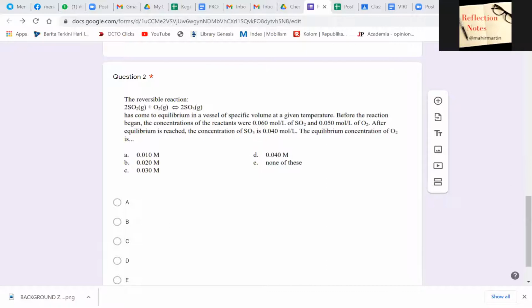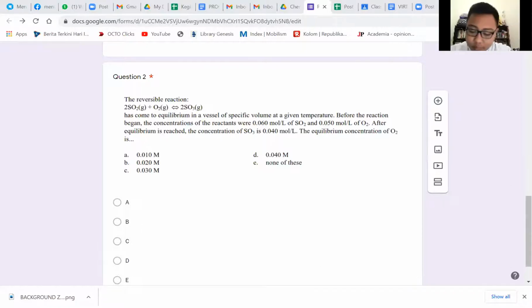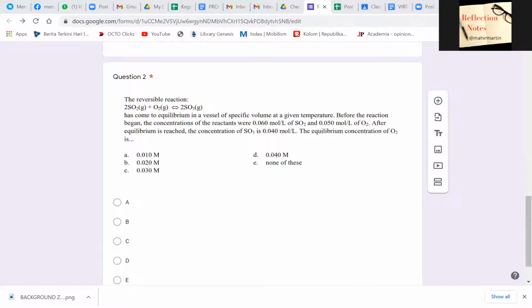All right. Can you see the question? Yes, sir. The reversible reaction 2SO2 plus O2 to 2SO3 has come to equilibrium in a vessel of specific volume at a given temperature. Before the reaction begins, the concentration of the reactants were 0.06 mole per liter of SO2 and 0.05 mole per liter of O2. After equilibrium is reached, the concentration of SO3 is 0.04 mole per liter. The equilibrium concentration of O2 is, okay, this is also just using ICE, I think. You're going to write the reaction 2SO2 plus O2 to 2SO3, and we are going to use ICE.